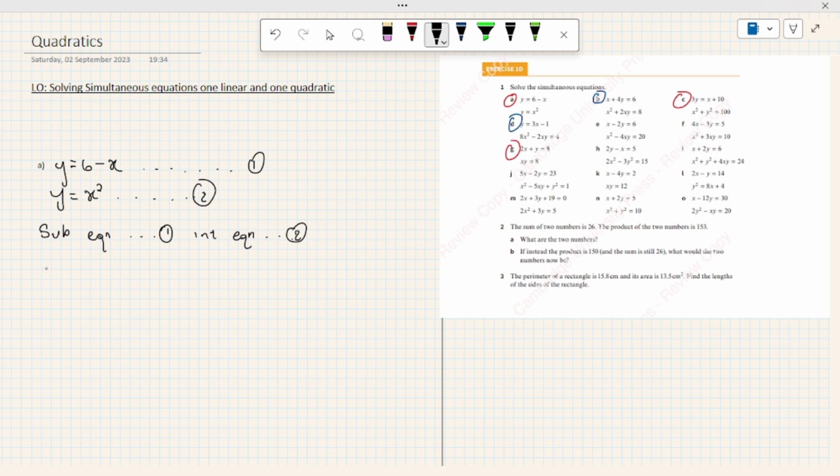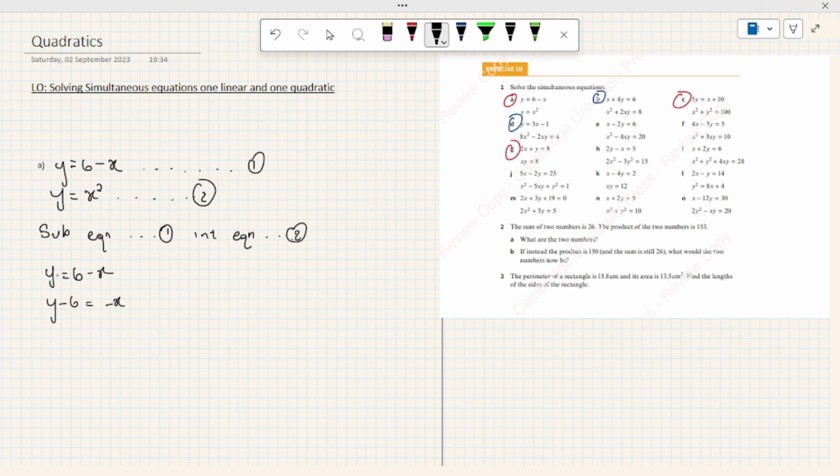Equation 1 says y is equal to 6 minus x, and equation 2 says y is equal to x squared. So now we have y equal to y. We're going to make x the subject, so it's going to be y minus 6 is equal to minus x, because we take the 6 to the other side.